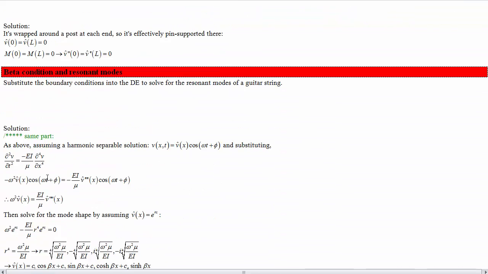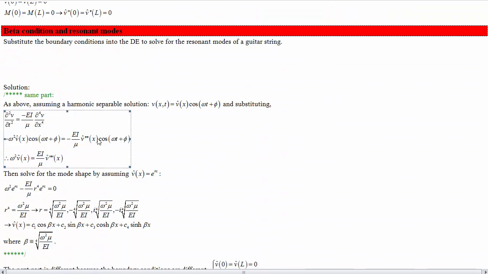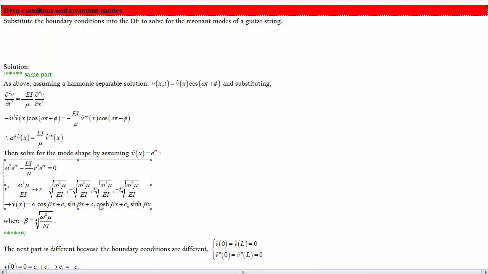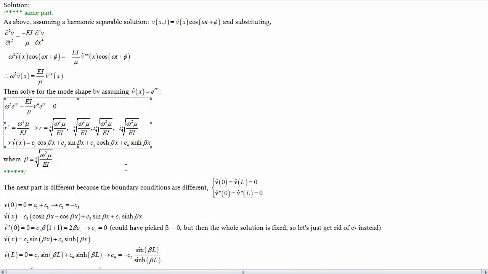So let's do that. I can even repeat the differential equation solving from the start. And there it is. So we'll substitute into here.